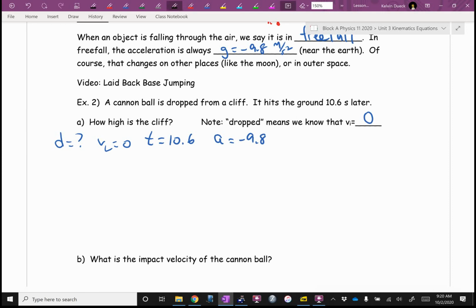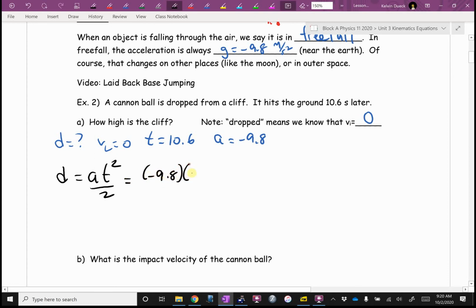Why'd you waste my time? What's VI? So which special subcase modified version of the d equals VIT plus a half AT squared equation? I usually write it as AT squared over 2. You can write it as 0.5 AT squared or 1/2 AT squared. And we need to get the d by, hey, great, already is.